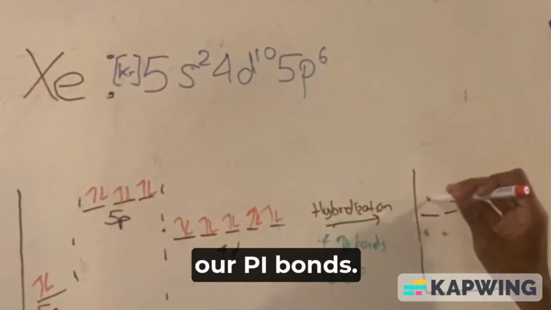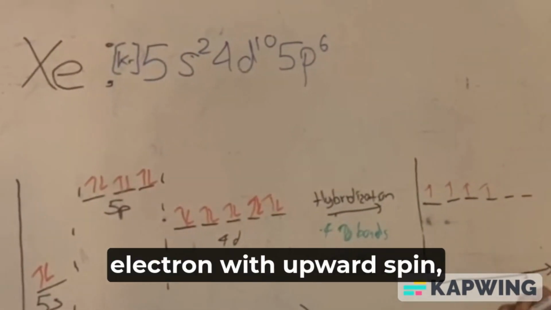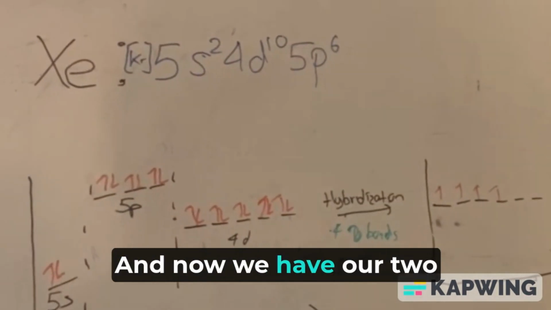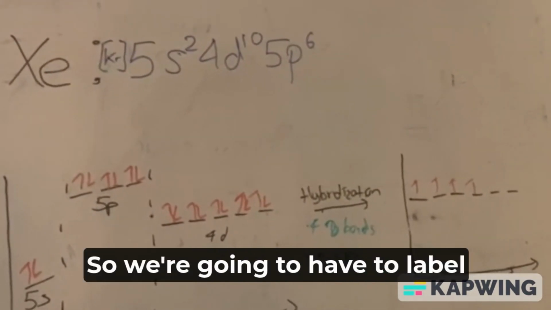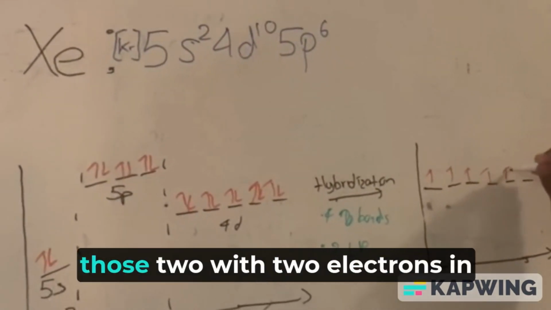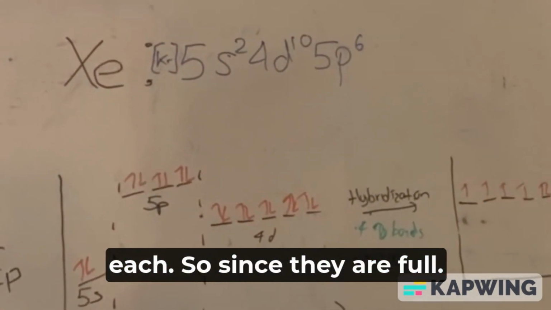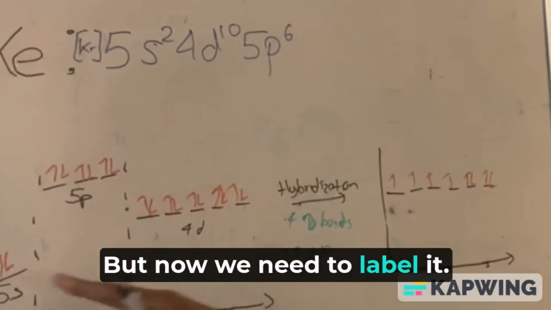So first let's draw out our bonds, and in each bond there is 1 electron with upward spin, which we label. And now we have our 2 lone pairs left. So we're going to label those with 2 electrons in each, since they are full. So these are our hybrid orbitals, but now we need to label them.